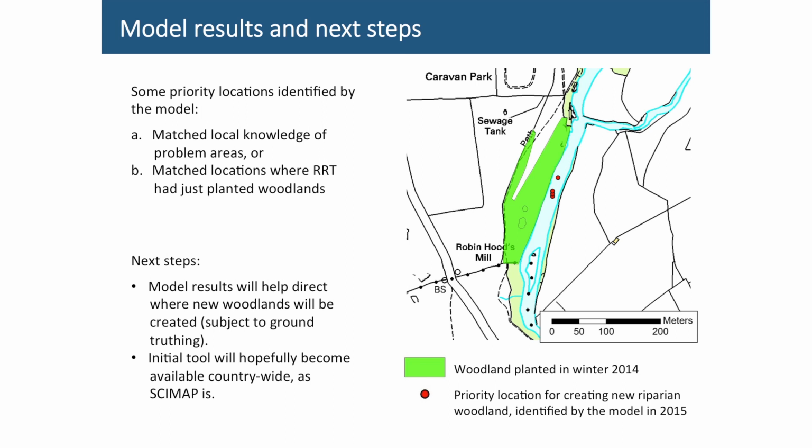This is a site at Stainforth, where in the winter of 2014 we created a woodland, and then when the model was finished it said that that stretch of watercourse had a high risk of flooding, so it was great that we just created a woodland there. And so looking forward, these models will help to direct where the Ribble Rivers Trust creates new riparian woodlands within the catchment. Of course, it has to be subject to ground truthing. We have to make sure that what's happening in reality is what the model suggests.